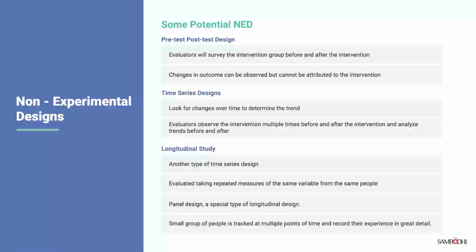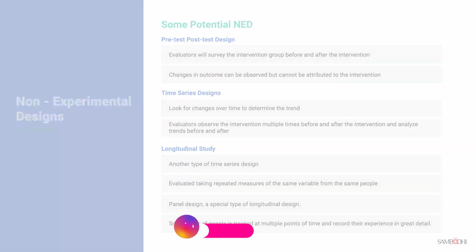Under longitudinal design, there is a special type of approach called panel design. This method involves taking the same measures repeatedly from the same samples, often a small group, at different points in time to detect the changes and record their experiences in greater detail.